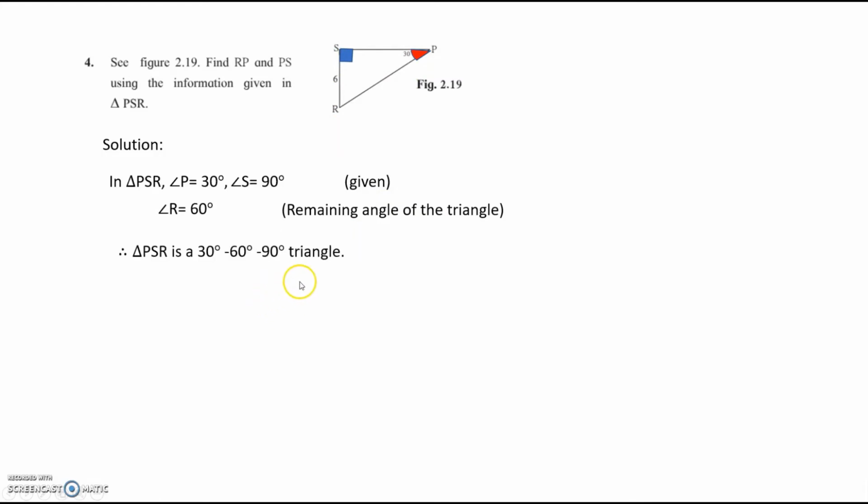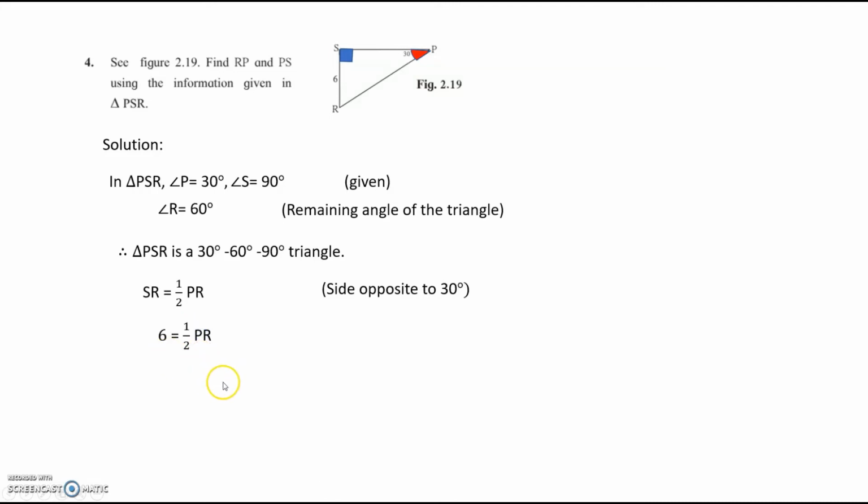Now, if it's a 30, 60, 90 triangle, we can apply the theorem. So, we are given SR is 6. So, using this, the side opposite to 30 degrees, we will find PR. So, you know the formula, that the side opposite to 30 degrees is half the hypotenuse. So, SR is equal to half of PR. Let's substitute the values. SR value is 6. So I'll put side opposite to 30 degrees. So this will be 6 is equal to half PR.